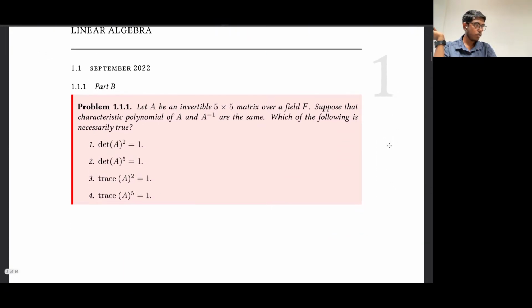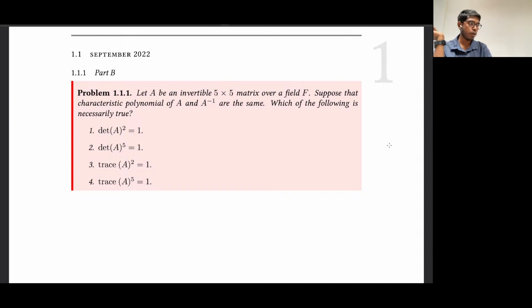Okay. So let's proceed to the first problem. The first problem is: let A be an invertible 5 cross 5 matrix over a field F, and suppose that the characteristic polynomials of A and A inverse are the same. Then which of the following is necessarily true? You can verify, Avirup, and let me know if you have any problem. I'll explain in the meanwhile.